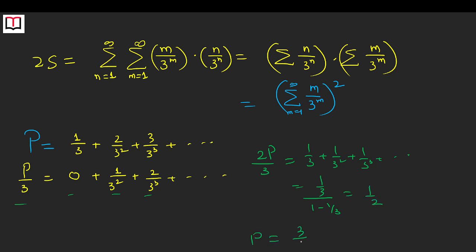So P is nothing but 3 by 4. So 2s is nothing but 3 by 4 whole square. So it's 9 by 16. So S is 9 by 32. Now look at the options. I think one option is for sure, which I remember: P plus Q is 41. So that's for sure correct. One is a perfect square, and the rest of the options you can easily match.